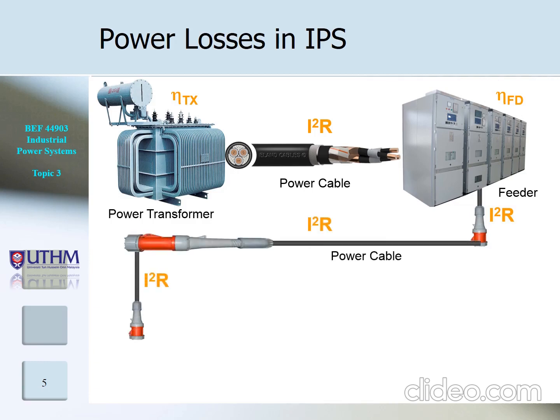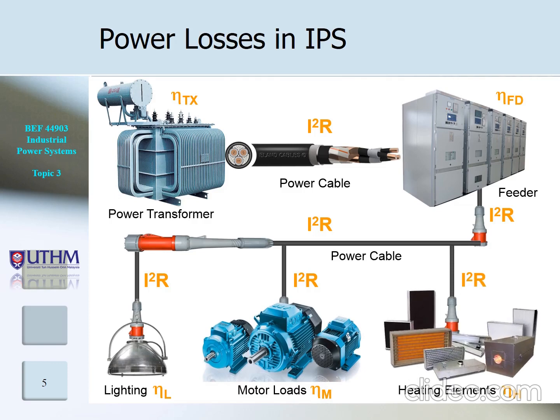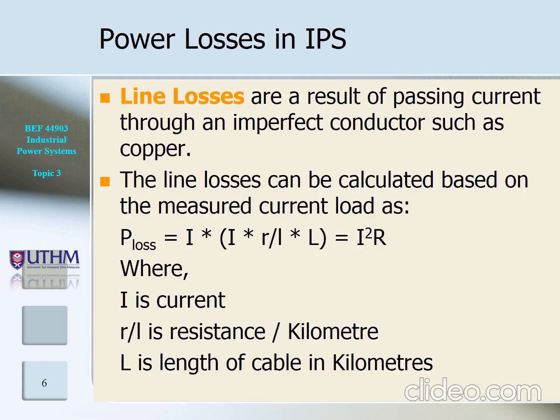The first load is lighting, the second load is motor loads, and the third load is heating elements. All the loads are connected to each other by using power cable. Also the power cable has its own losses determined by I squared R, and all the loads have their own efficiency here. Efficiency for motor and also efficiency for heating elements.